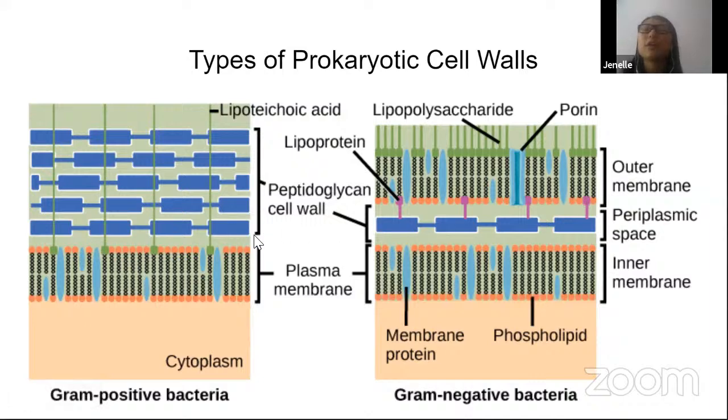You see here that gram-positive bacteria are full of this peptidoglycan cell wall area, and they have maybe a few strands of lipoteichoic acid, right? But if you compare that to the gram-negative, they have one layer of peptidoglycan here. And then they have lipoproteins, lipopolysaccharides outside, porins, and this additional outer membrane aside from that peptidoglycan layer.